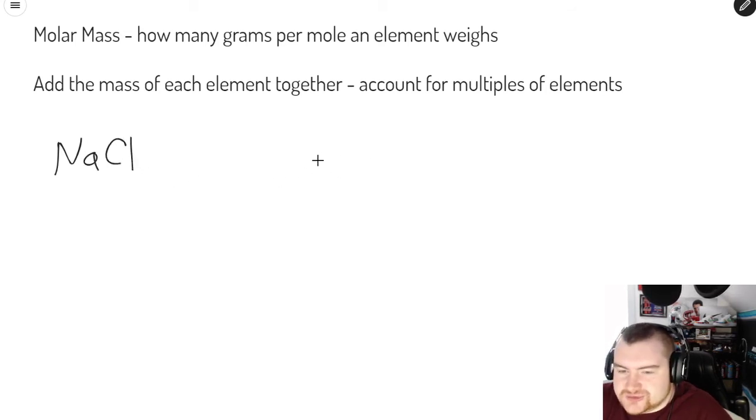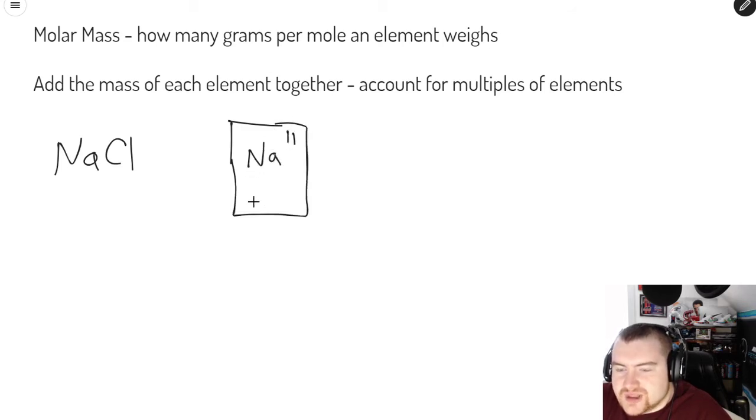So the first thing we're going to do, we're going to look at our periodic table, and we're going to say, okay, what is the mass of each individual element? So on a periodic table, you have a little box, right? And say this is going to be our sodium element. On the bottom, we will have our mass. So our mass will be on the bottom, and that's the number you want. The largest number in the box towards the bottom.